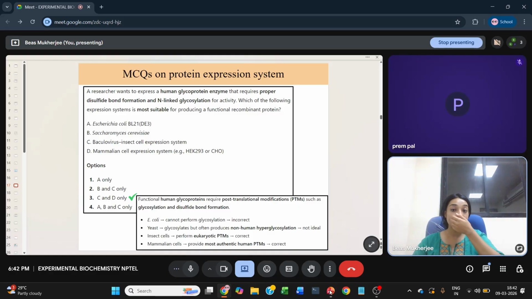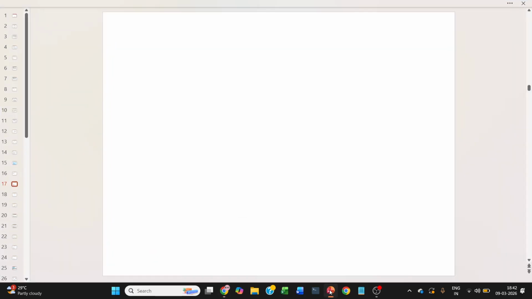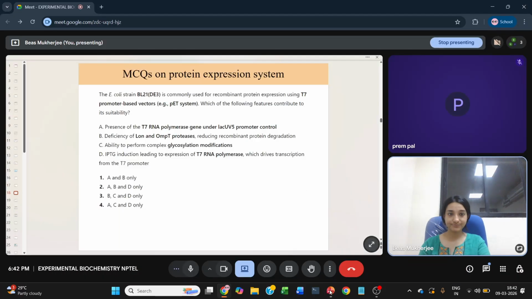Coming to yeast, glycosylation is produced, but non-human hyperglycosylation is often done. So, that is also not appropriate for a protein. For insect cells, it performs eukaryotic post-translation modifications correctly, and for mammalian cell it would be the best choice. Okay, now we go to the next question.